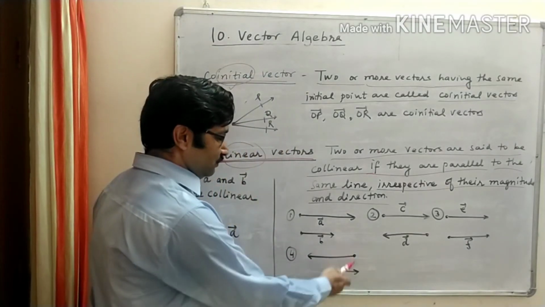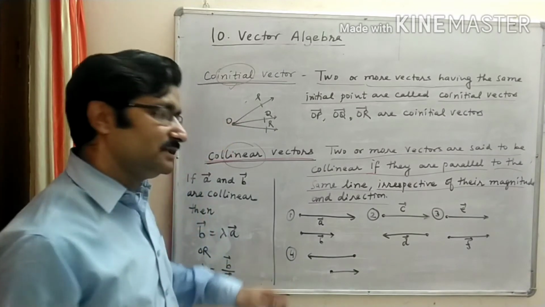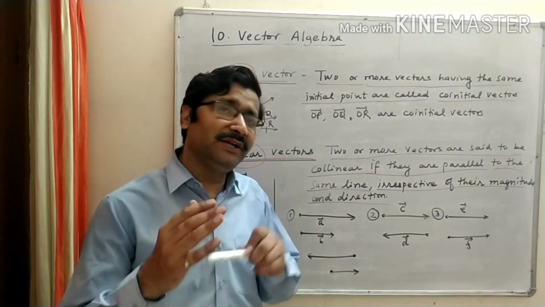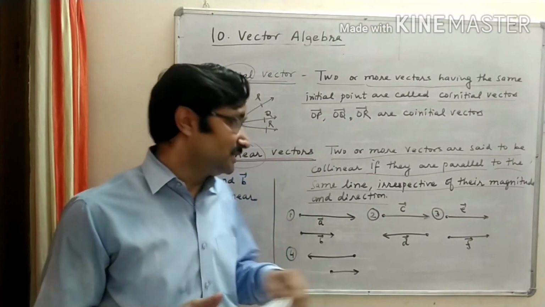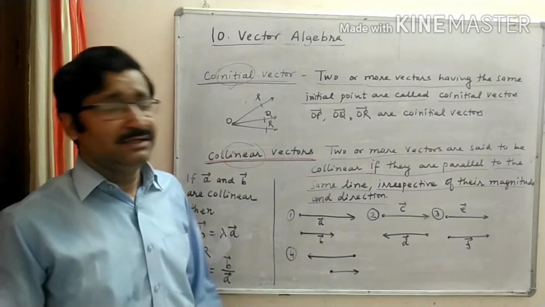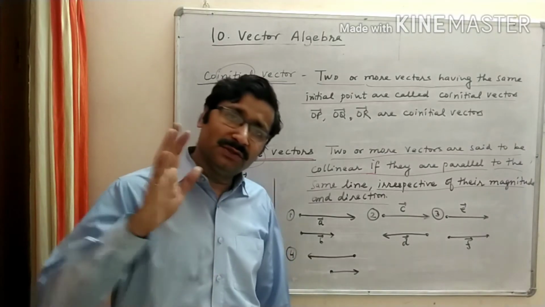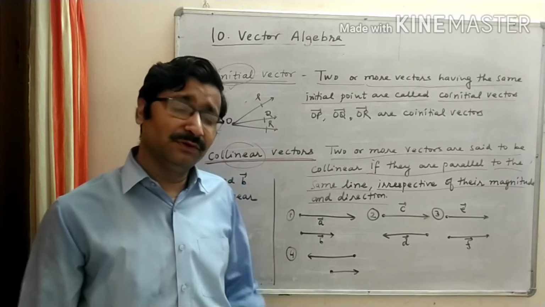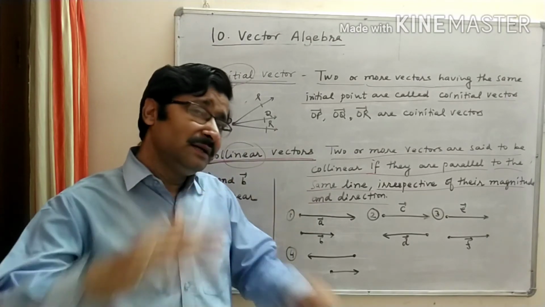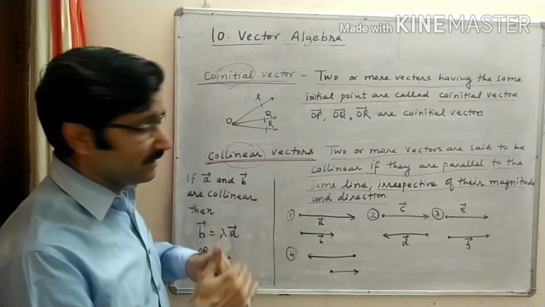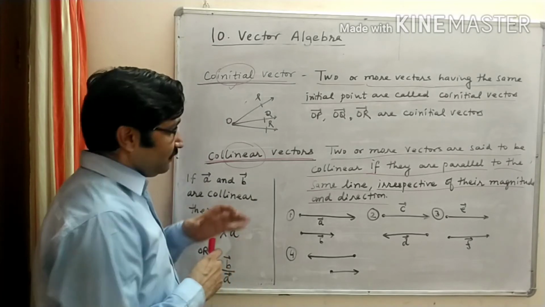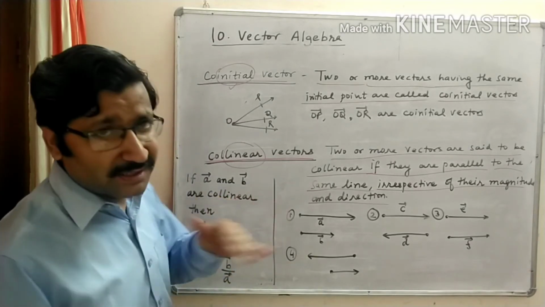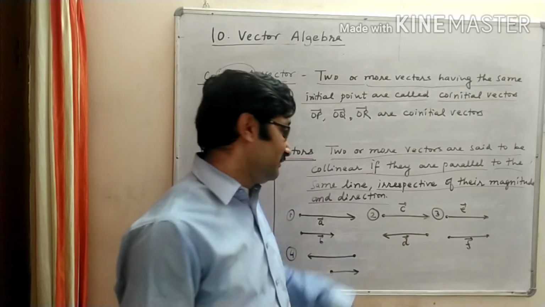Here 2 vectors are given to you. Direction is not same and magnitude is also not same, but they are collinear vectors. So we have 4 cases here. These all 4 cases are collinear. So collinear means you check only the parallels. They should be parallel vectors. We will not check the magnitude or direction. Direction may be opposite, same direction, maybe any direction.